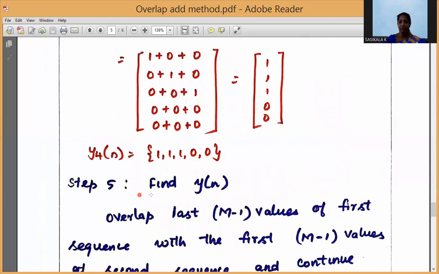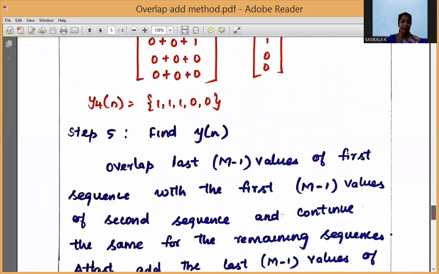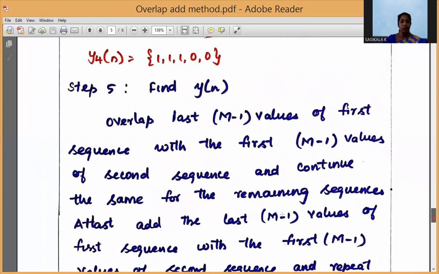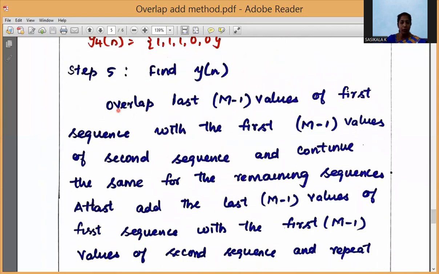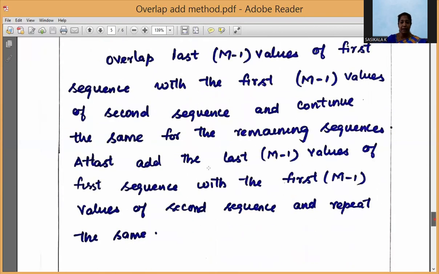The step 5 is find y of n. So here we are overlapping and adding. That's why it is called the overlap add method. So how to overlap? Overlap the last m minus 1 values of the first sequence with the first m minus 1 values of the second sequence, and continue the same for the remaining sequences.